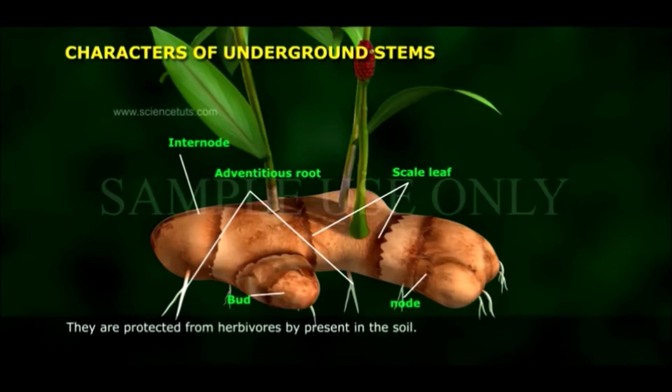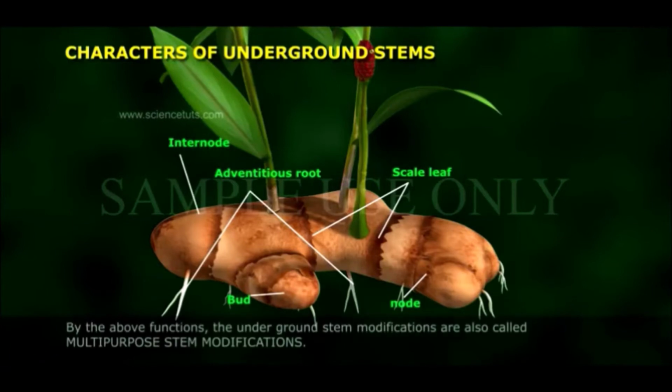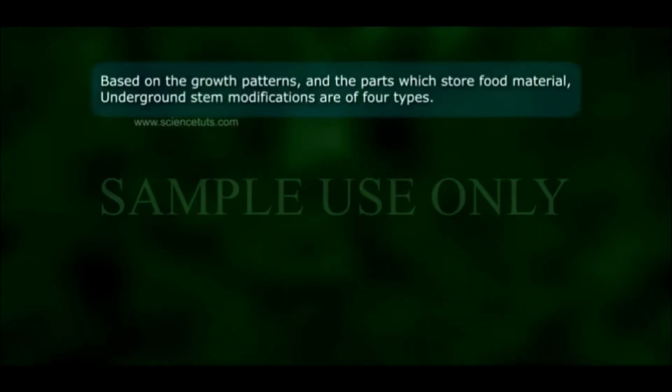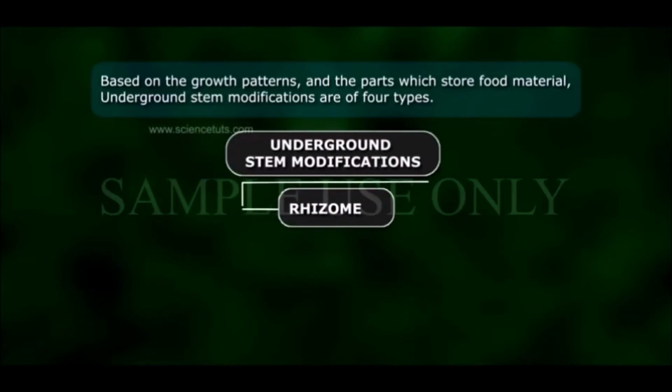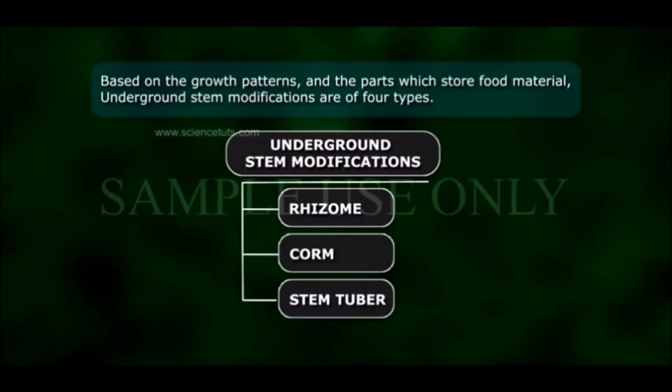They are protected from herbivores by being present in the soil. By the above functions, the underground stem modifications are also called multipurpose stem modifications. Based on the growth patterns and the parts which store food material, underground stem modifications are of 3 types: 1. Rhizome. 2. Corm. 3. Stem tuber.